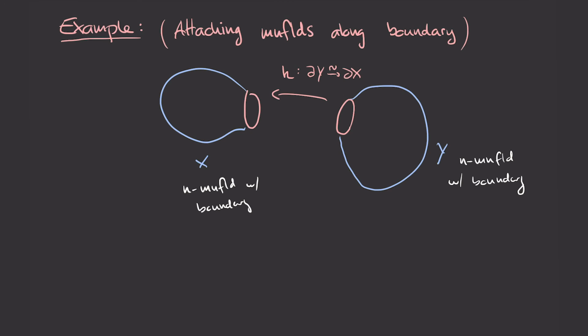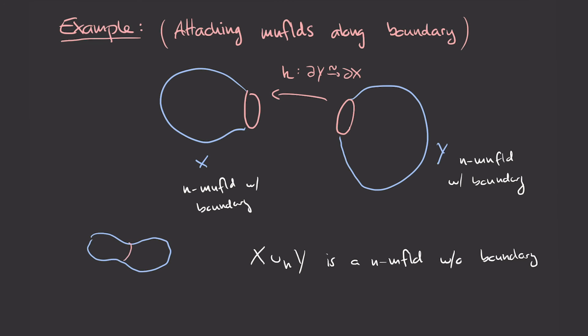Now, as long as the data that we provide are as I described, it turns out that the adjunction space X adjoined to Y along H is also going to be an N manifold. But this time it's going to be one without any boundary. The reason for this is that we've attached these two spaces along these boundaries, and so the result will no longer have any boundary. Okay, so maybe I'll draw a small picture of this. So the result maybe looks something like this, where the red portion is where we've glued the two things together along their boundaries. Therefore, using these adjunction spaces gives a very general way of creating new manifolds from manifolds with boundaries.